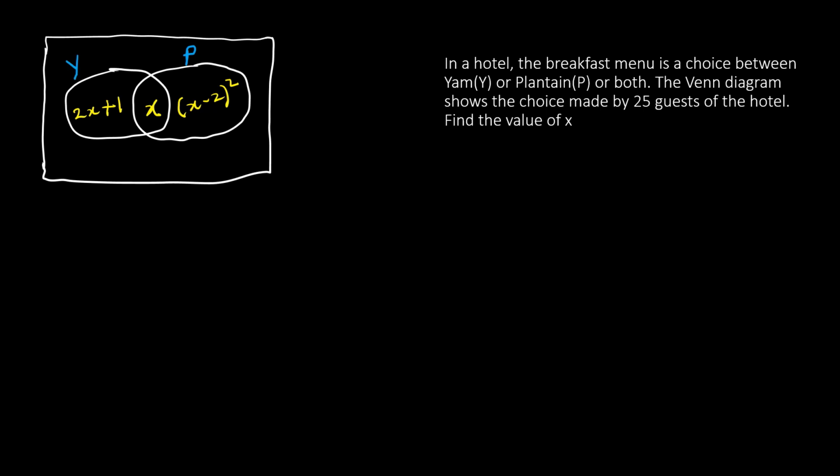Okay, now the question is this. Say, in a hotel, the breakfast menu is a choice between yam, Y, or plantain, P, or both. The Venn diagram shows the choice made by 25 guests of the hotel. Find the value of X. This is what we have been looking at before.